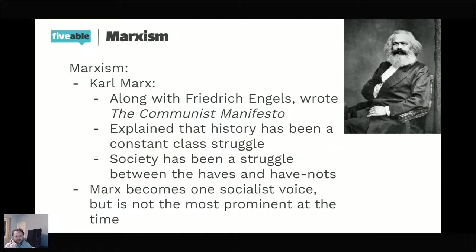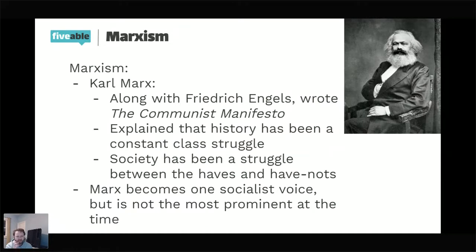Karl Marx, in the Communist Manifesto, is really straight to the point. Marx and Engels lay out things, bang, bang, bang. These are the things that are true, and these are the things that are happening because these truths exist. And Marx says that history forever has been about class struggle. History is just constant class struggle. That's what it is.